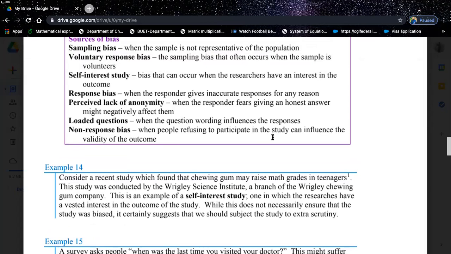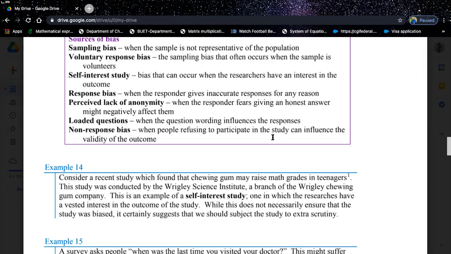Well, let's try to rephrase the problem again. First of all, this study was conducted by Wrigley Science Institute. No problems with that. But they're doing this on the impact of chewing gum in teenagers. Now, where is the biasness? Where could be the biasness?